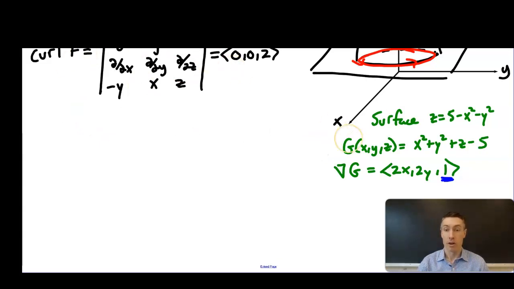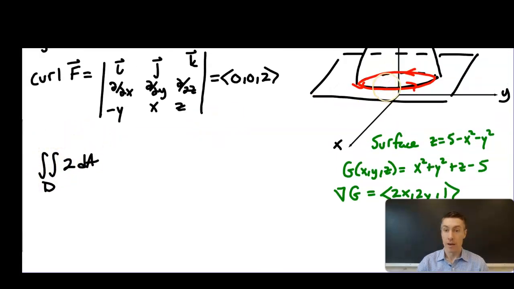So then we're going to dot the curl with that normal vector. So we get the double integral of just 2 dA over the region D. Now that region D is the intersection of the plane and the paraboloid.